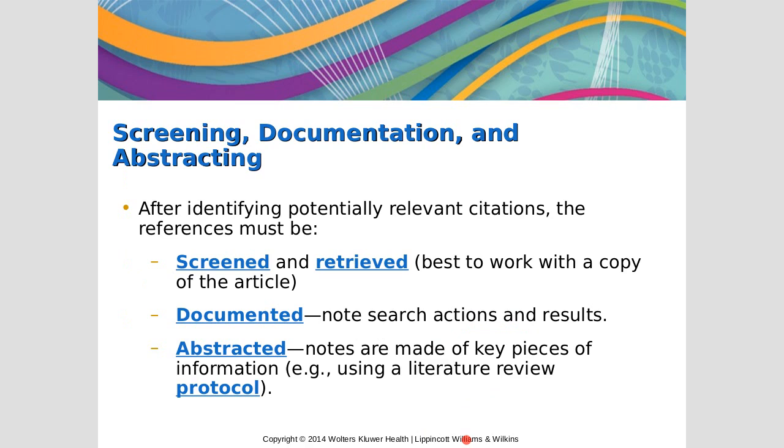Once you have gotten all of this, as far as a literature review is concerned, once you've gotten a lot of results, you need to identify a way of screening, documenting, and abstracting. After identifying potentially relevant citations, the reference must be screened. The best way is to use a copy of the particular article, document and note certain actions or results, highlight those things that are of particular interest to you, and also abstract it. So take some notes of the key information.